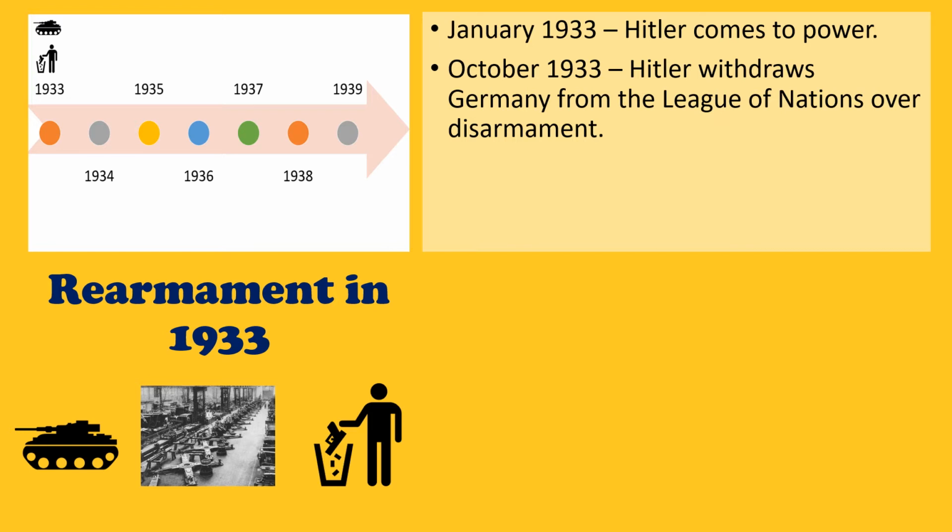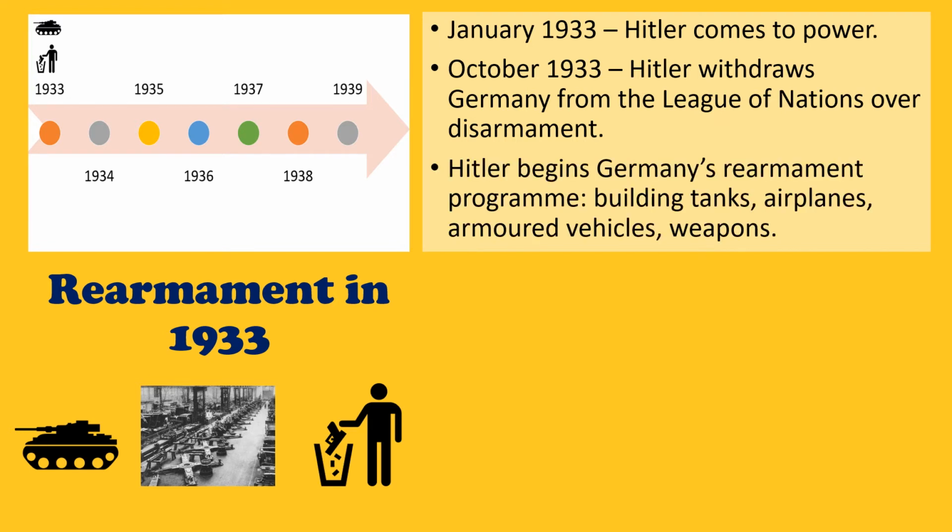So Hitler, in early foreign policy, withdraws Germany from the League of Nations over disarmament, and then pretty much in the same breath he begins Germany's rearmament program, building tanks, aeroplanes, armoured vehicles and weapons, to mention but a few.